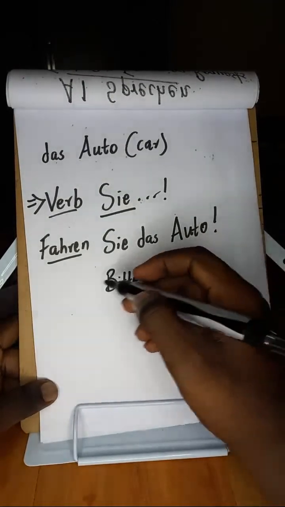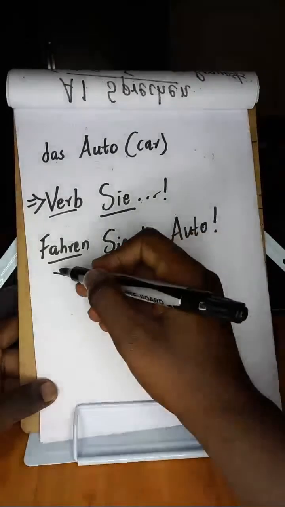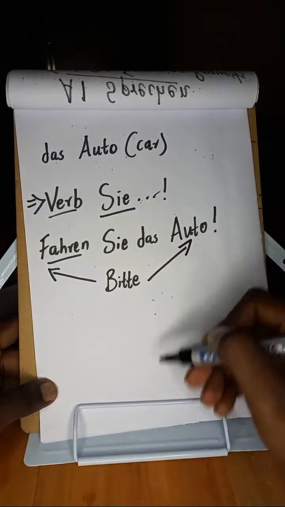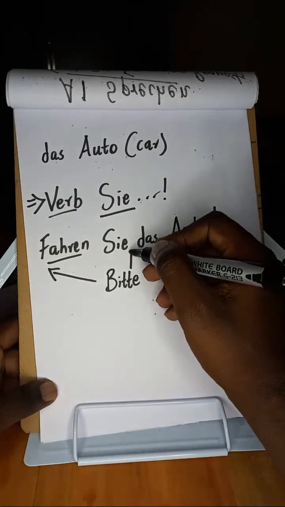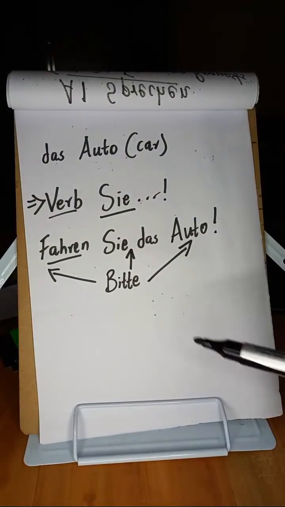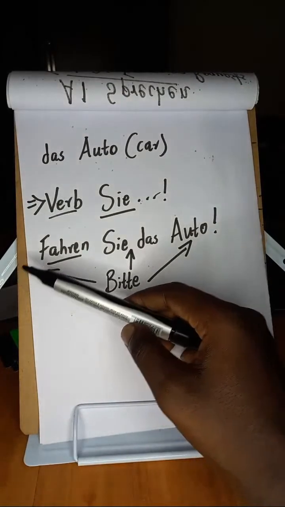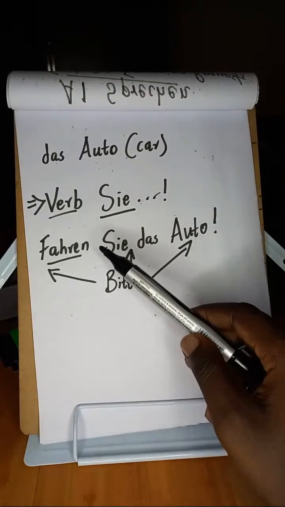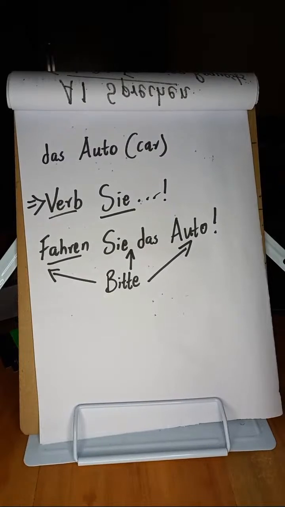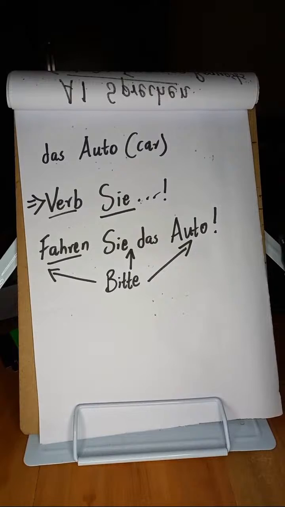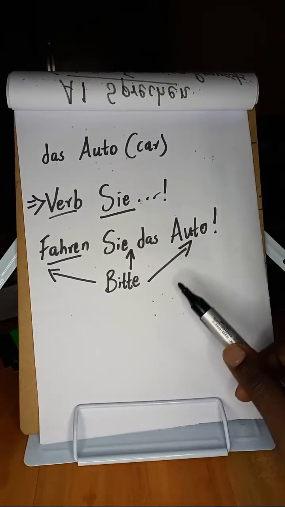And then the bitte, you can either place it at the beginning of the sentence, or at the end of your sentence, or even sometimes you could put bitte here. So there are three places you could put bitte. So that you now say, bitte fahren Sie das Auto. Or fahren Sie bitte das Auto. Or lastly, fahren Sie das Auto bitte. So normally there are three locations you could decide to use bitte, right?